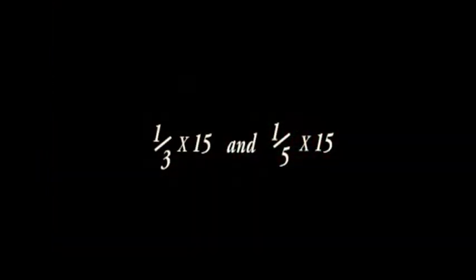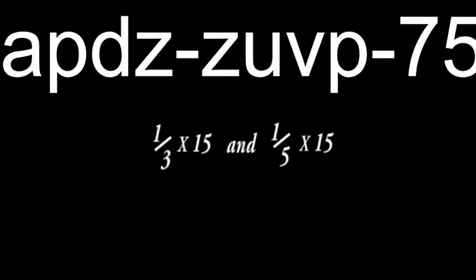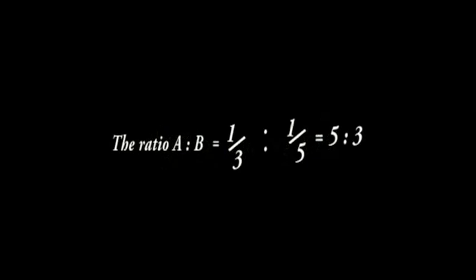To convert fraction ratios into whole numbers, we multiply them with the LCM of their denominators. That is, a third times 15 and a fifth times 15, so that the ratio becomes 5:3. The ratio A to B is equal to a third to a fifth, which is equal to 5:3.